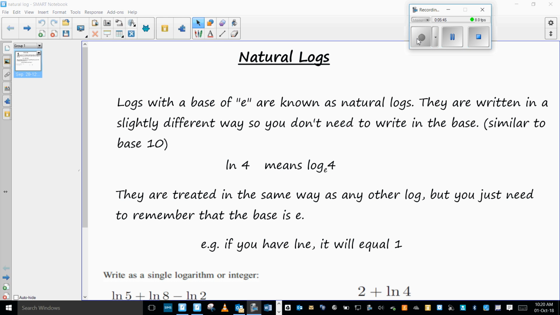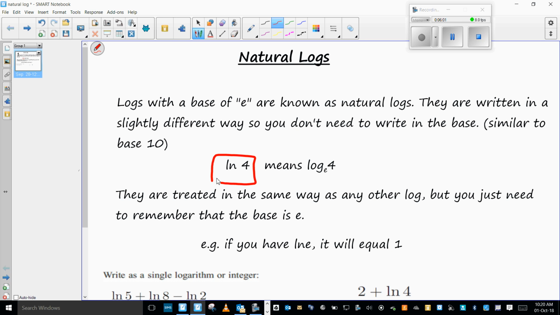We don't really worry about what else it is. So it's just a special number, and if you have log base e, then it is normally written as ln. Okay, so if you ever see ln 4, that's an L, not an I. So if you see ln 4, it means log base e of 4. That's the only thing that you need to know about natural logs. It just has a different base.